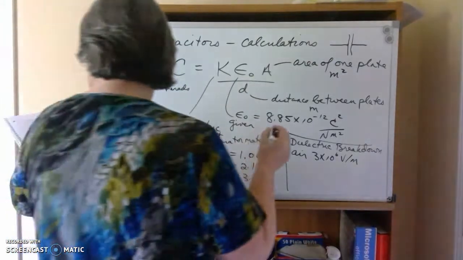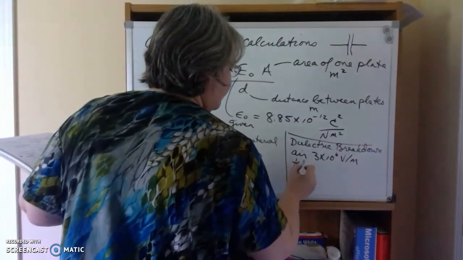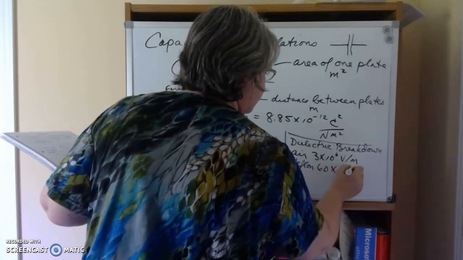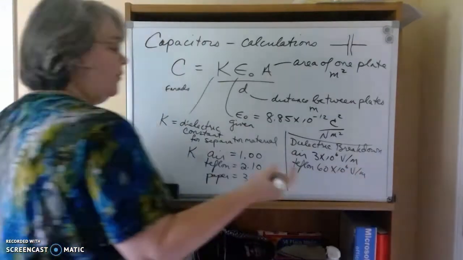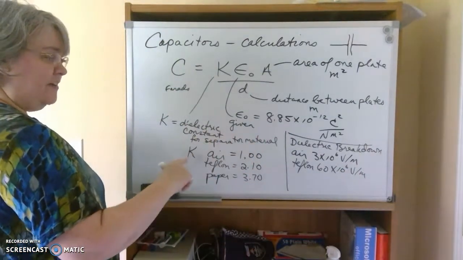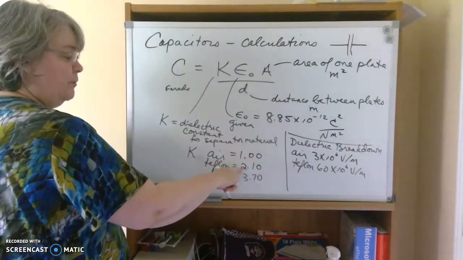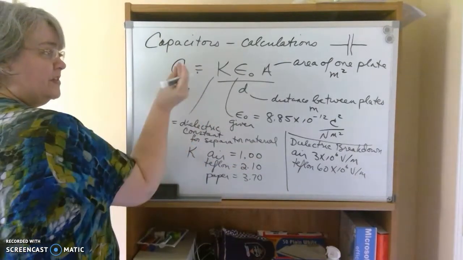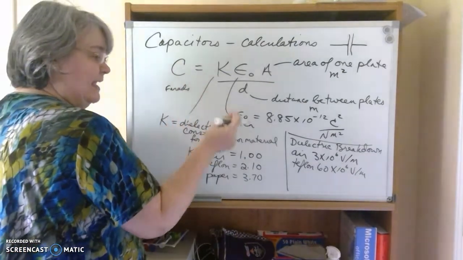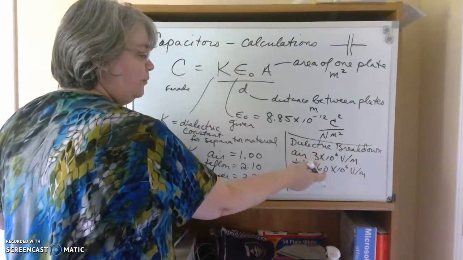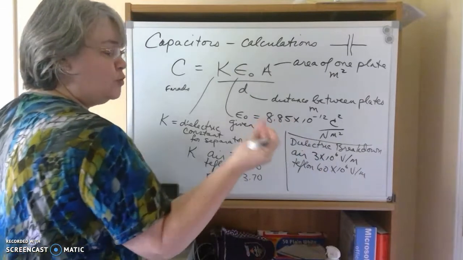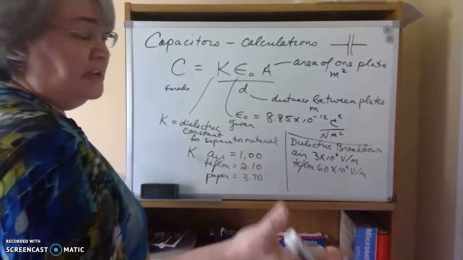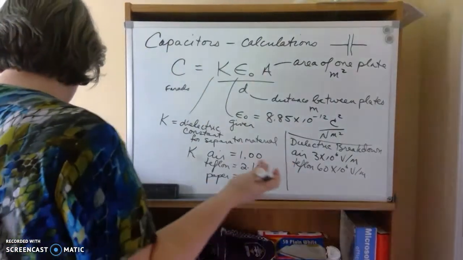For Teflon, it's 60 times 10 to the 6 volts per meter. So there are 2 advantages of using Teflon. Number 1, I can get twice as much capacitance for the same separation. And number 2, I can get those plates 20 times closer before it fries my circuit. So that's a good deal, right?